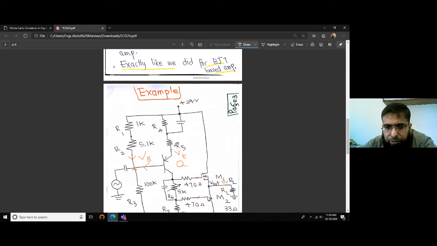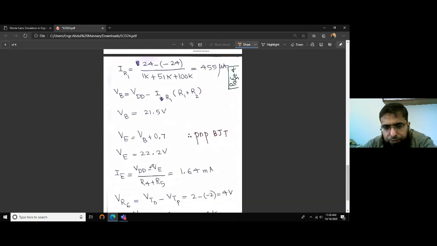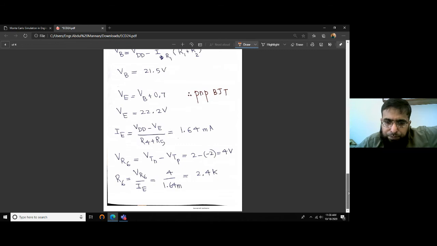We know this VE, the voltage drop here is VE minus this 24 divided by R1 plus, 24 minus VE divided by R4 plus R5. So 24 is the higher voltage. So 24 minus VE divided by R4 plus R5 gives us 1.64 milliampere current. That is IE, and that is approximately equal to IC2.